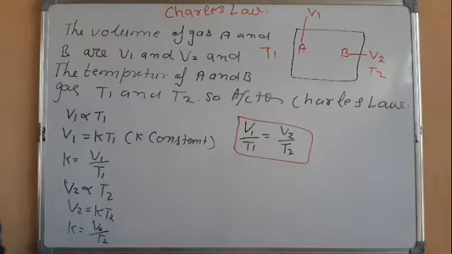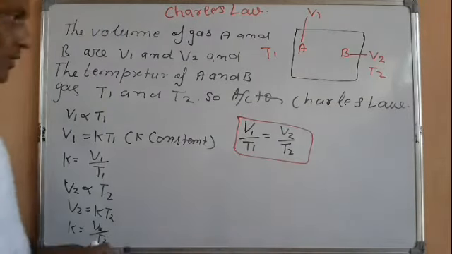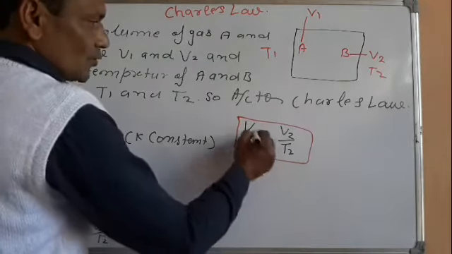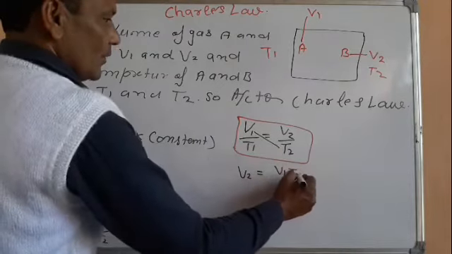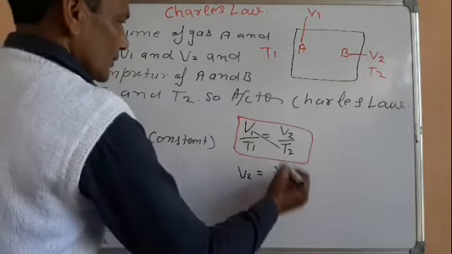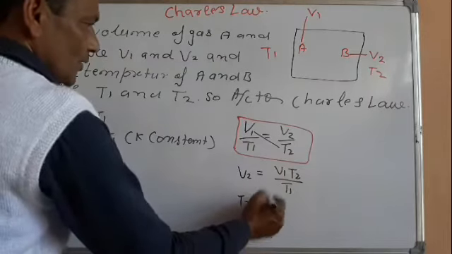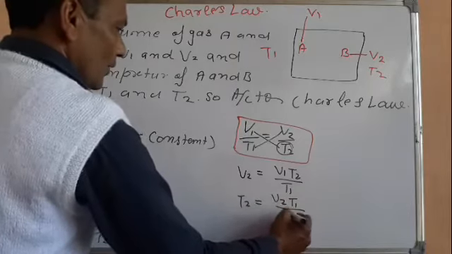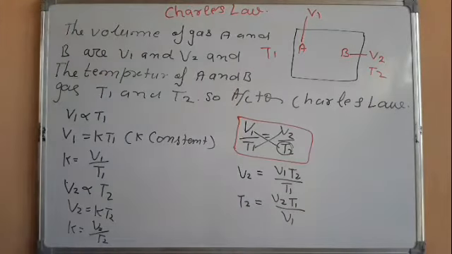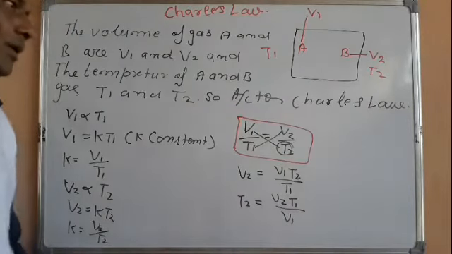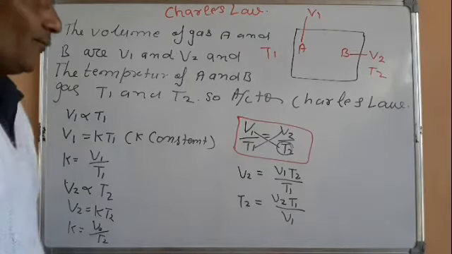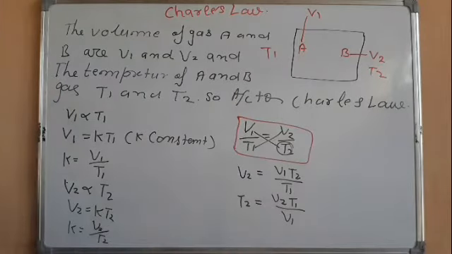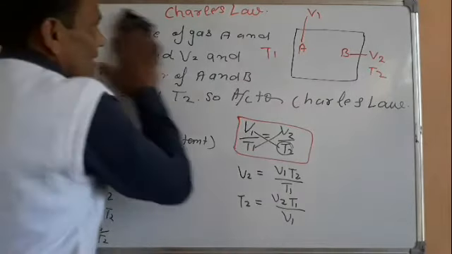Relationship of the and mathematical formula of the Charles law. So V2 is equal to V1 T2 upon T1. So T2 is equal to V2 T1 upon V1. So students, find the value of V1 and V2 and T1 and T2 by this formula. So take the numerical problem, one example.